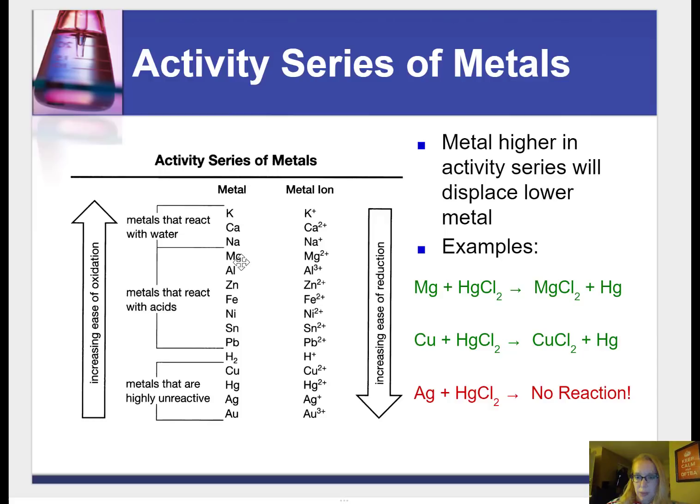If we look at the second one, copper versus mercury. Copper's right above mercury in the activity series. That means it's still more reactive than mercury is, so it's going to be able to come in and bump it out.